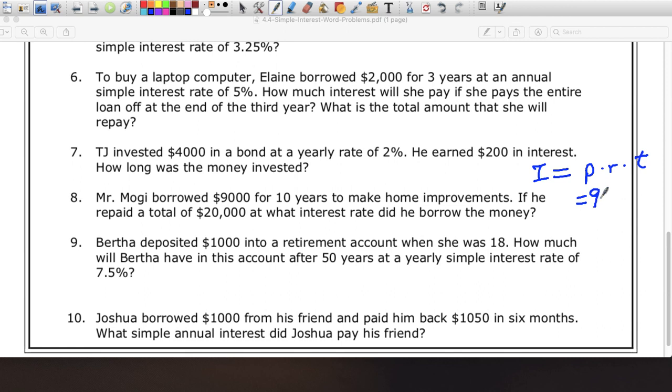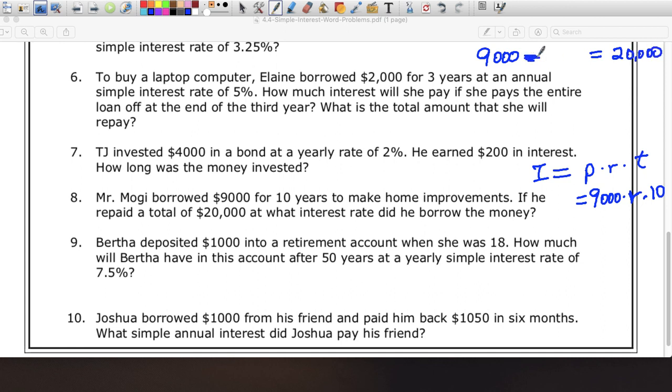The principal, the initial amount, he took $9,000. What was the interest rate? No, we don't know, so we leave the R by itself. And the T was 10 years. Now, don't put 20,000 here, okay? The bank gave Mr. Mogi $9,000, and when Mr. Mogi paid everything back, he paid the bank $20,000.